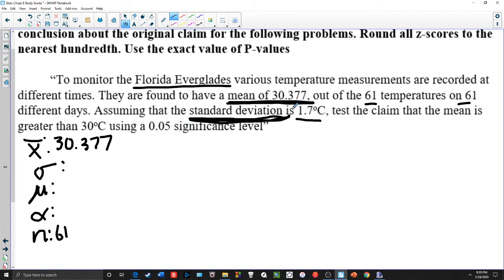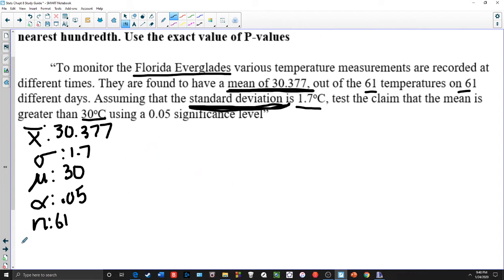Standard deviation is 1.7. Okay, so standard deviation, that's sigma, is 1.7. And our claimed average is 30 degrees Celsius. So that's my claimed average, 30 degrees Celsius. And my significance level, my alpha, is 0.05. So again, significance level means alpha. All right, so that's step 1, got all my numbers listed.